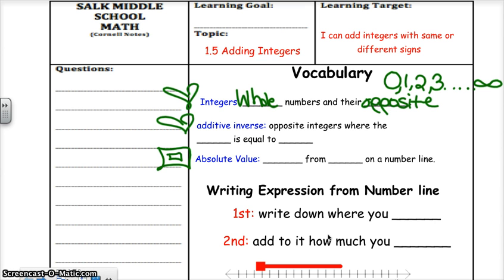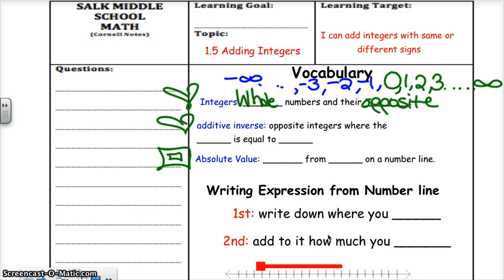Their opposites, then: the opposite of 1 would be -1. The opposite of 2 would be -2. The opposite of 3 would be -3, and then it goes to negative infinity. That is integers. Okay? Integers are not decimals. They are not fractions. They are whole numbers. Whole means it's all one. Okay?